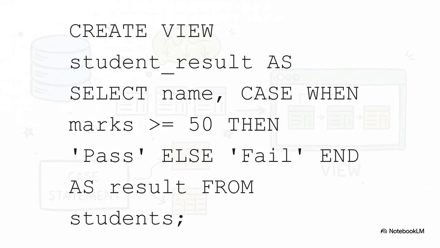We're creating a permanent view. We're calling it student_result. And what logic is saved inside it? Our case statement. From this moment forward, anyone on the team can just write select star from student_result, and they'll get the names and the pass-fail status without ever needing to know the logic underneath. That's what I call clean, reusable power.